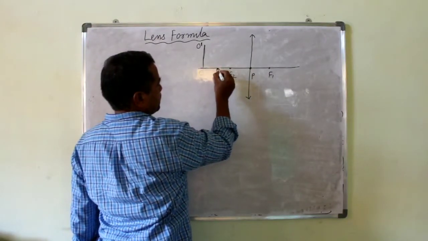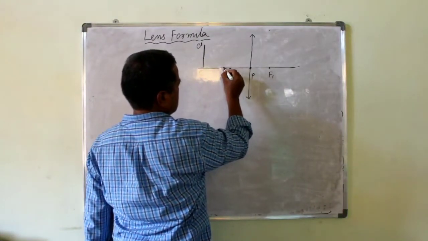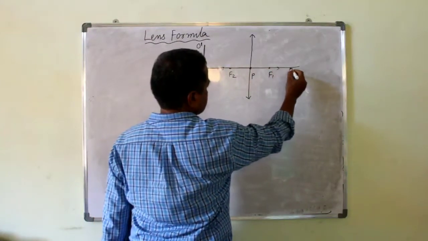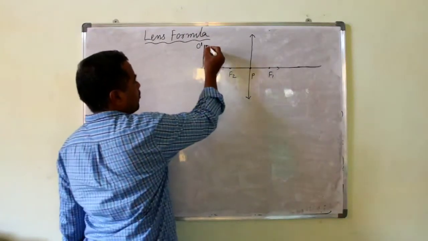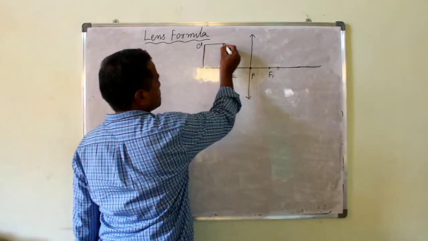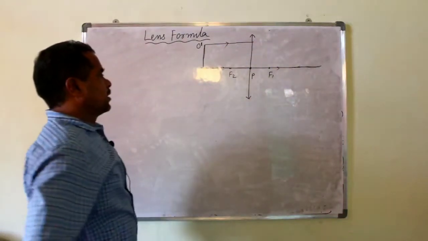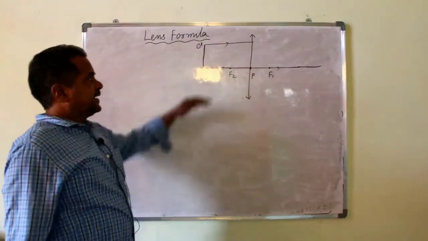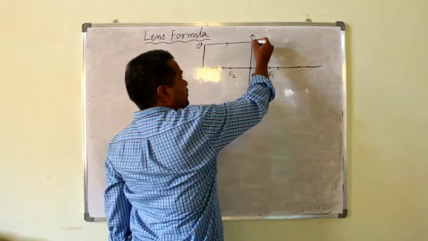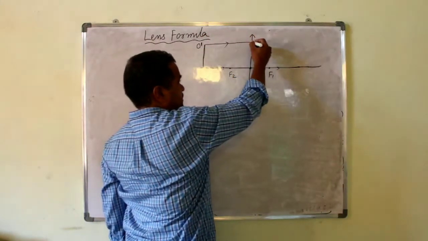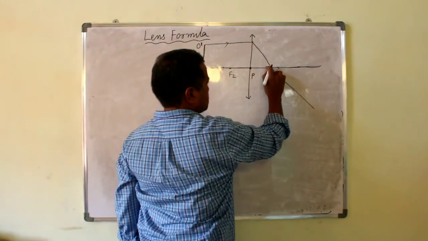One light ray from the bottom of the object passes along the principal axis, and the corresponding refracted ray doesn't deviate from its direction. Next, one more light ray from the top of the object passes parallel to the principal axis. According to the behavior of refracted rays, any light ray which travels parallel to the principal axis, the corresponding refracted ray passes through the focus point.